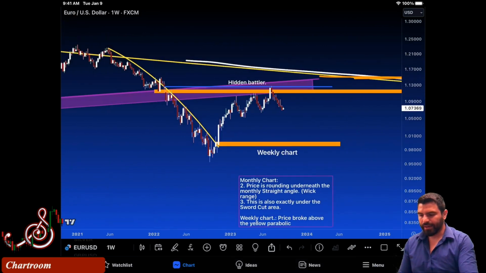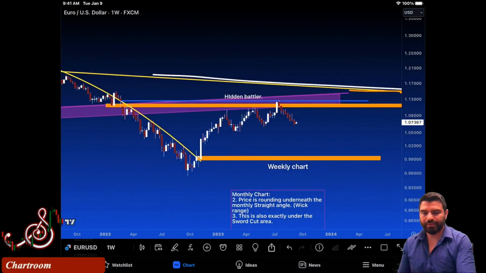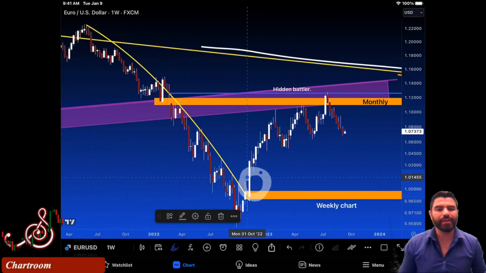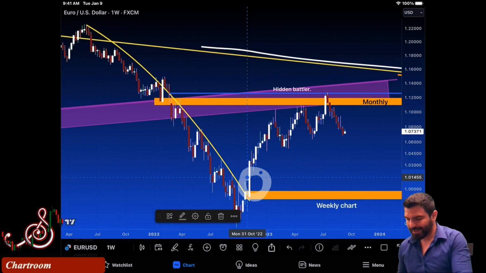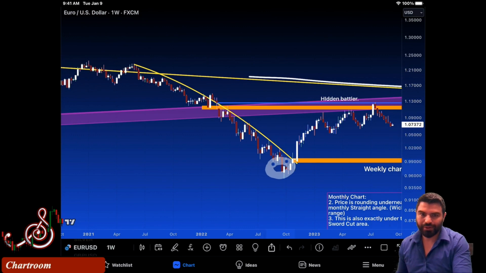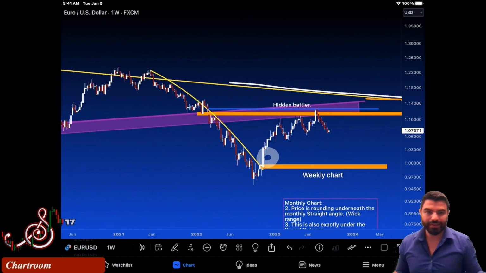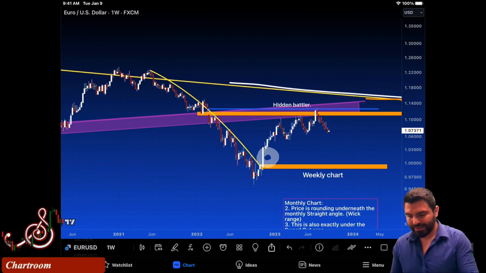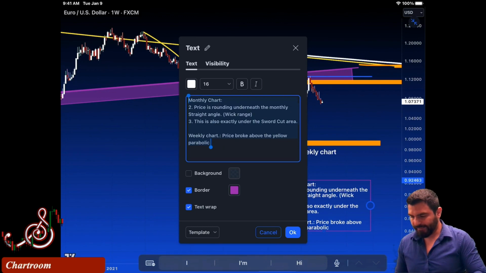Okay. Now, let me ask you a question. If price has broken above the yellow parabolic, is that bullish or bearish? If we have been going down on this weekly chart and price breaks above and starts moving up, is that bullish or bearish? Bullish. That's right. That's correct. It is bullish.